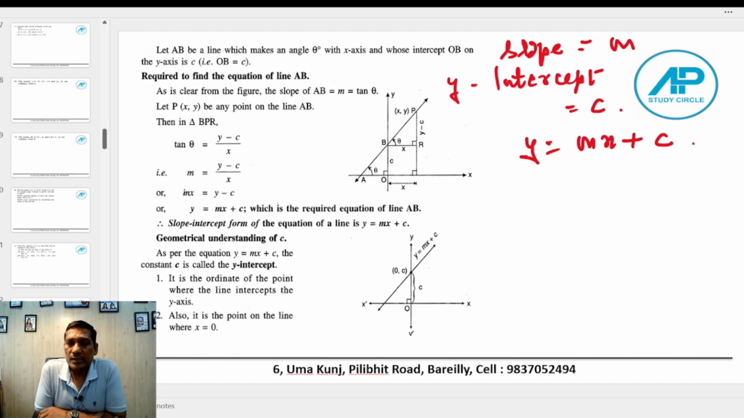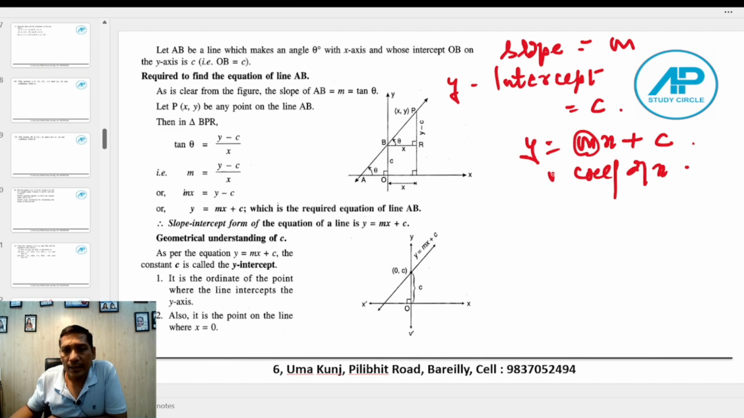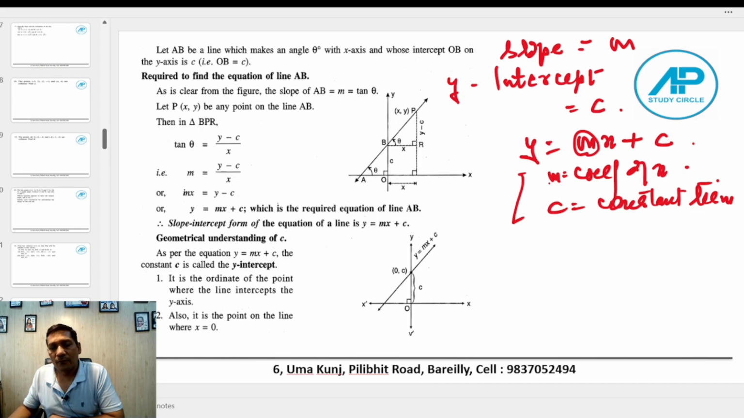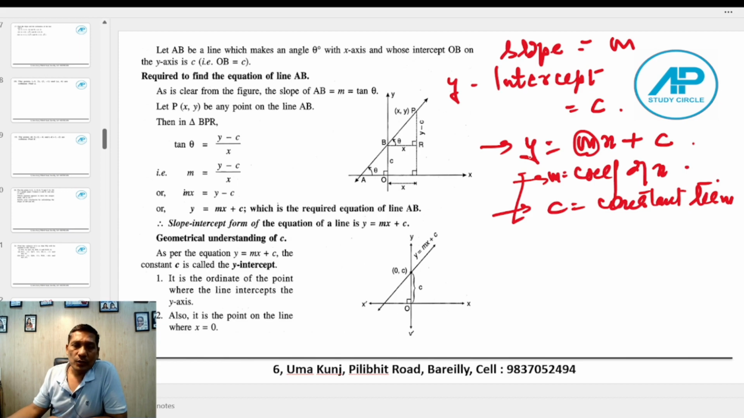The equation of line is y equals to mx plus c. Now you see very carefully here in this expression, m is the coefficient of x and c is the constant term. So we should have the knowledge of the coefficient of x and the constant term to get the equation of line y equals to mx plus c.